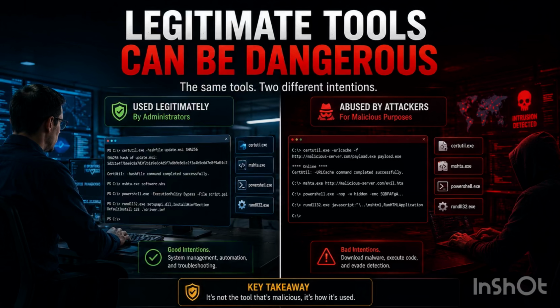And here is the biggest lesson. The tools were not malicious. The behavior was. The same LOLBins can be used by an administrator for legitimate work, and for attackers, it's a malicious activity. Because in cybersecurity, it's not always malware that compromises a system. Sometimes it's the tools that are already there.